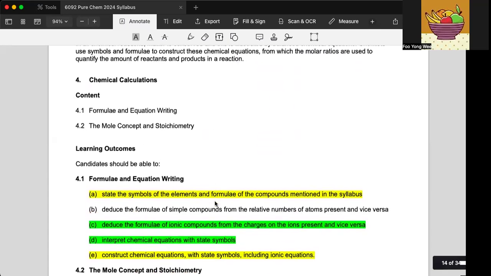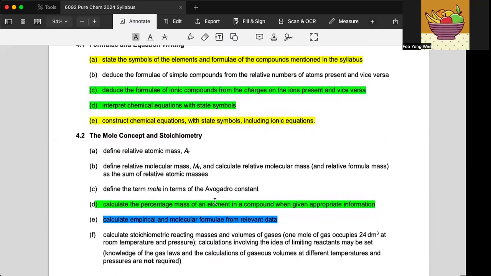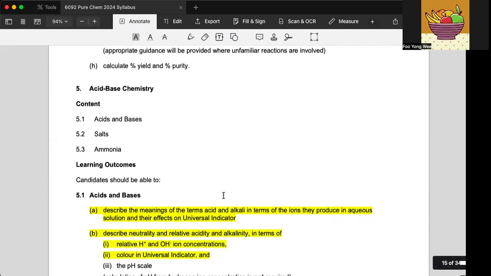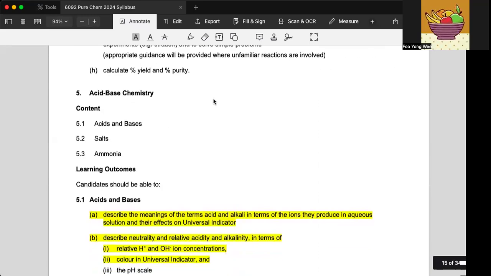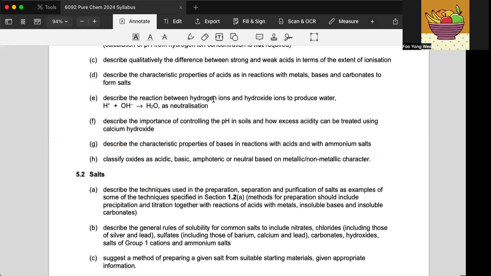Chemical reactions and chemical calculations will confirm come out, 100%. But do pay attention to those not highlighted, yellow and blue. Empirical formula, titration calculations. Then acid-base chemistry, I think the whole topic.